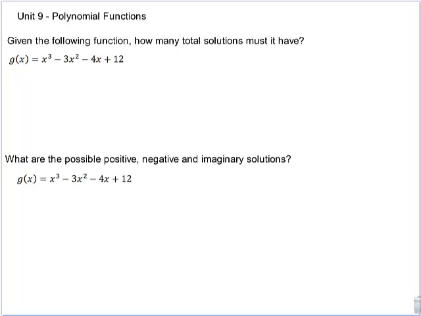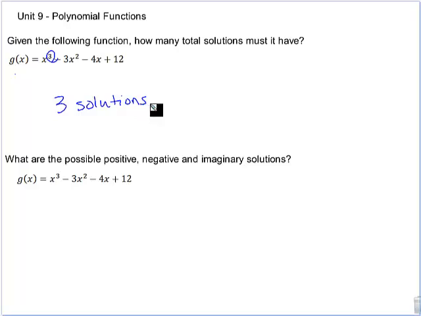This is Algebra 2, reviewing for the second semester final, Unit 9, polynomial functions. If we are given the following function, how many total solutions must it have? In order to determine this, we just need to look at the highest exponent. So if we are given the function g of x is equal to x to the third minus 3x squared minus 4x plus 12, our highest exponent here is 3, so it must have 3 solutions.